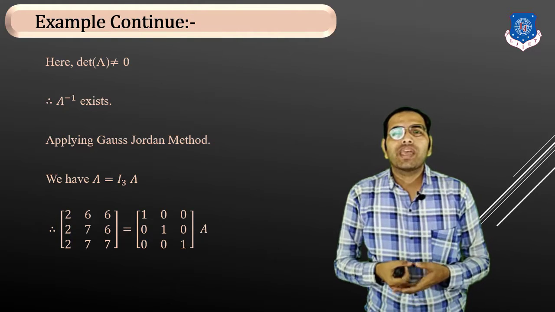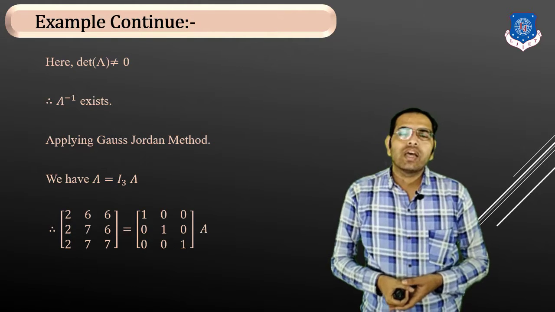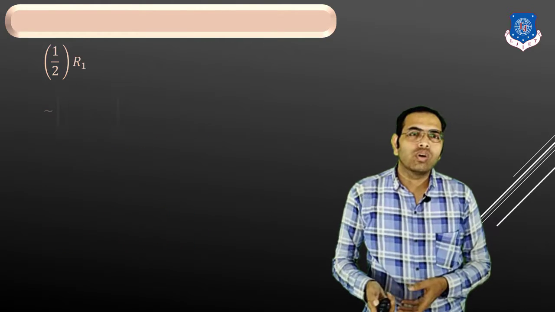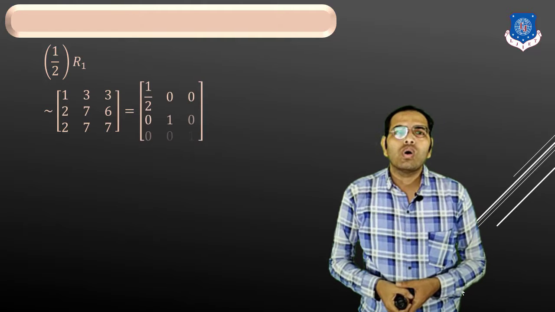For that, making the leading element 1, we divide the first row by 2. Then we can write R1 becomes 1 half into R1.